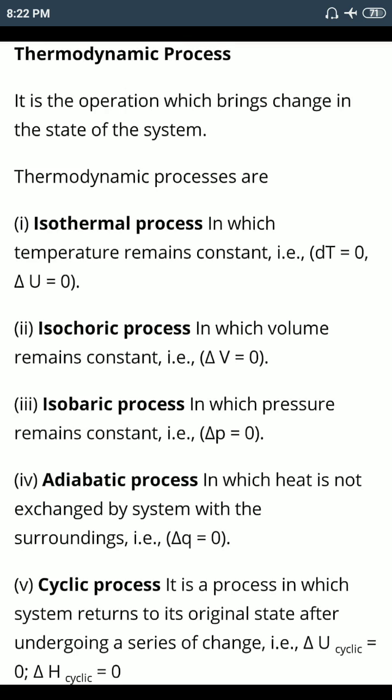So many processes are there. The main four are isothermal, isochoric, isobaric, and adiabatic. These four are the main thermodynamic processes. Later we will discuss in detail the isothermal process and the adiabatic process, the work done expression in the isothermal as well as the adiabatic process. And when we discuss the adiabatic process, we get the relationship between P, V, and T, because no heat is exchanged between the system and the surrounding. That's why we get three relationships between P, V, and T. One is P and V when T is constant, one is V and T when P is constant, and another one is P and T when V is constant.